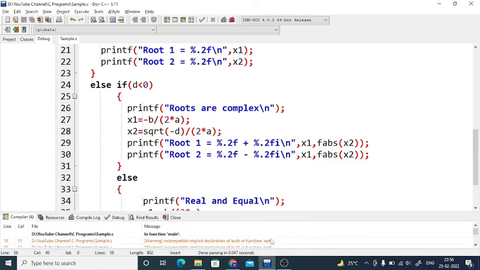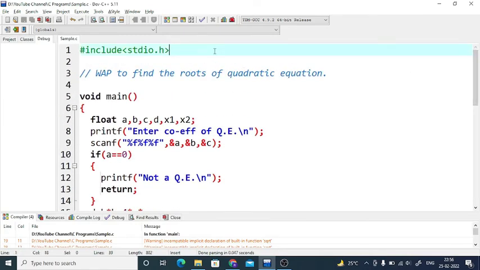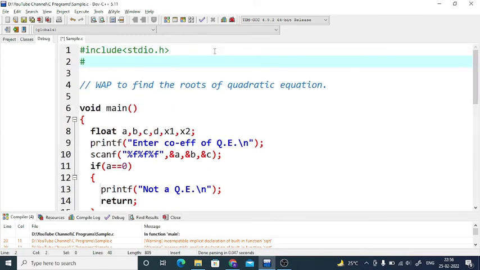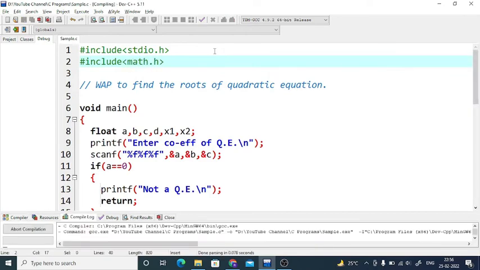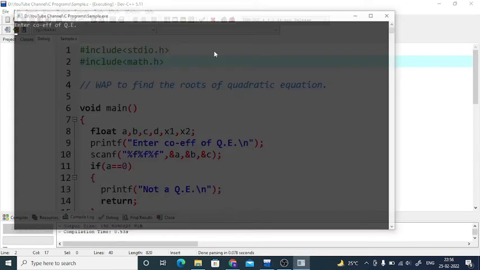Okay, I have sqrt, but I haven't included math.h. Okay, that's a good thing. You have to include math.h, so you won't be able to see those warnings as well. Let us compile. Yeah, it gets compiled properly now, and let me execute.